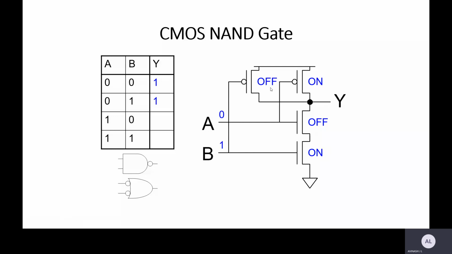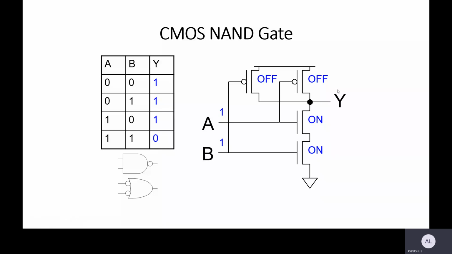Similarly, when you're talking about the 0, 1 combination, what exactly happens here? A is 0. That means one PMOS is on and the second PMOS is off, and similarly one NMOS is on and the other NMOS is off. So eventually, because one particular PMOS transistor is on, the current will flow, VDD will flow, and the output will be equal to 1. Similarly, the same case applies for 1, 0 also.